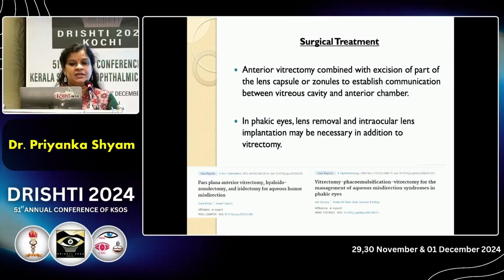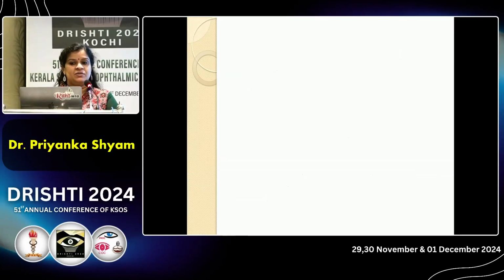Surgical treatment is anterior vitrectomy combined with excision of part of the lens or zonules to establish communication between the vitreous cavity and anterior chamber. In phakic eyes, lens removal and intraocular lens implantation may be necessary in addition to vitrectomy.